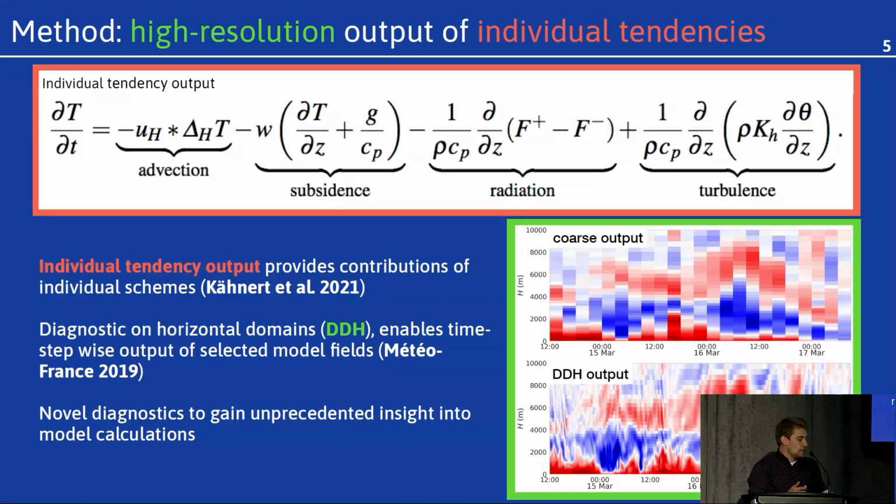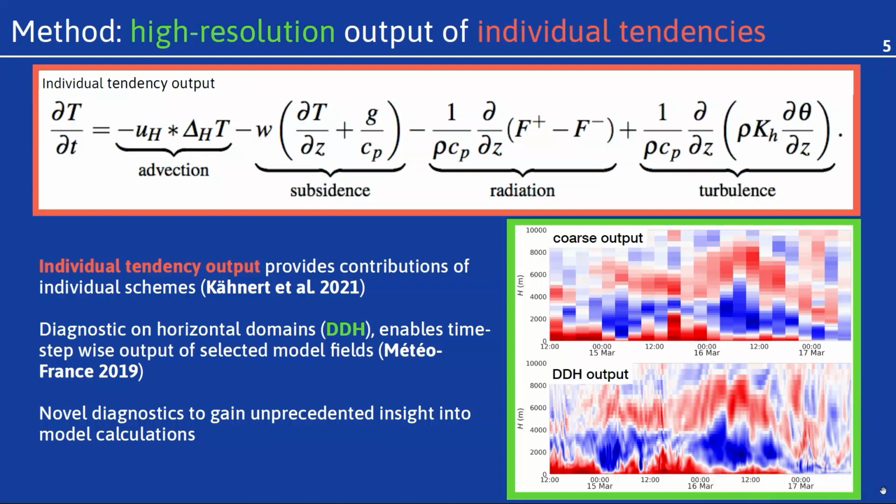And especially for the first question, we need to look at the physical calculations that our model is doing, and therefore we are using a combination of two diagnostics. The first is called the individual tendency output, and the second one is called DDH. So the individual tendency output basically opens up the model calculation, looks at the contribution that the different components are making, let's say the model dynamics or the model physics, and then forwards these contributions to the model output so we can actually investigate them and know what turbulence has been doing throughout the night.